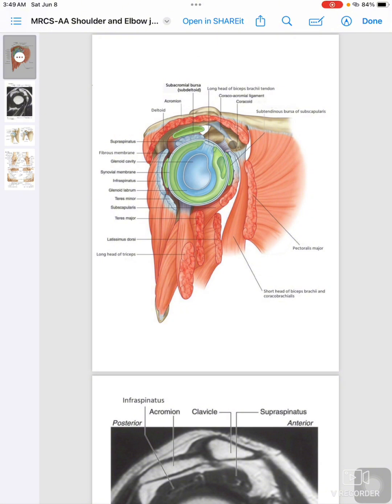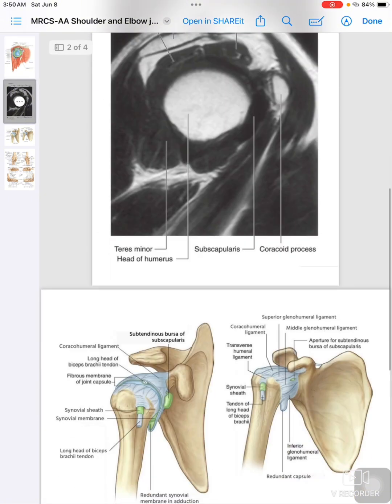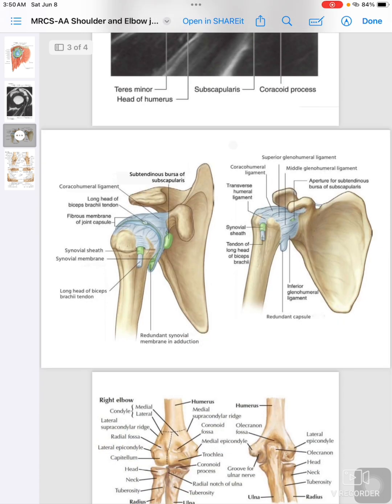Now here are some important anatomical relations. Anteriorly, there are the brachial plexus and axillary artery and vein. Posteriorly, the suprascapular nerve and suprascapular vessels. Inferiorly, the axillary nerve and circumflex humeral vessels.